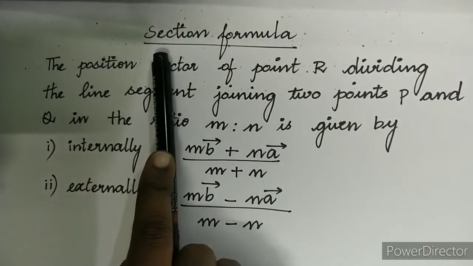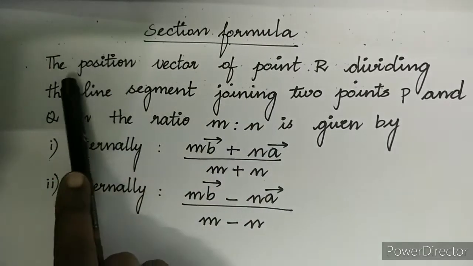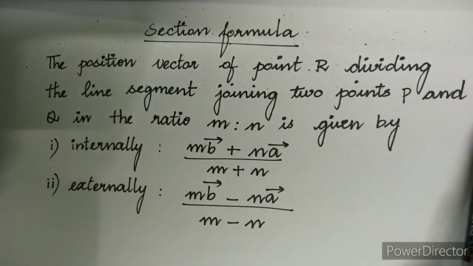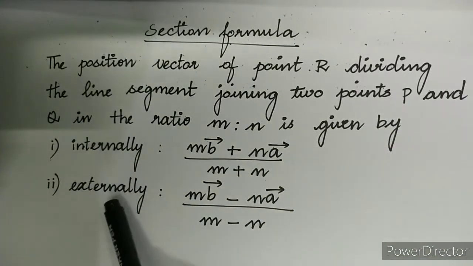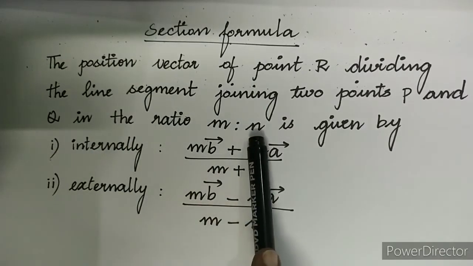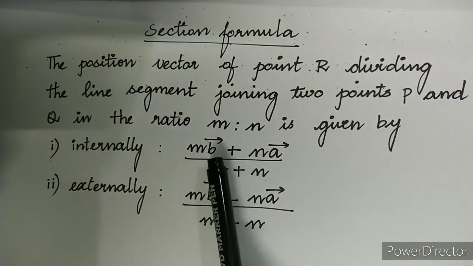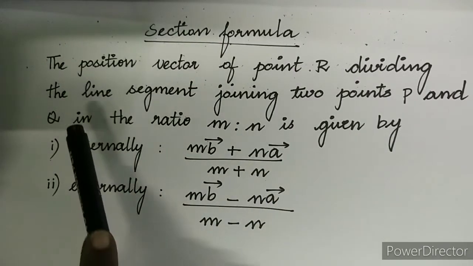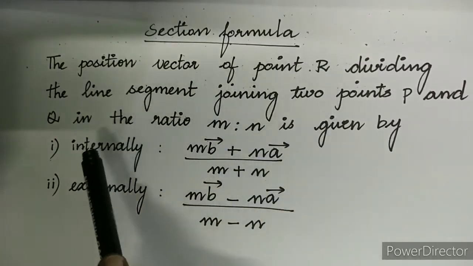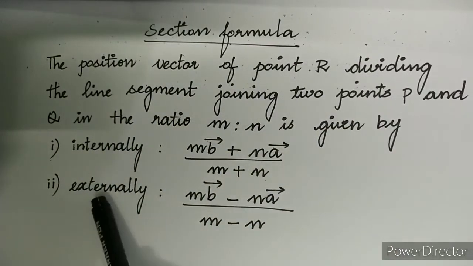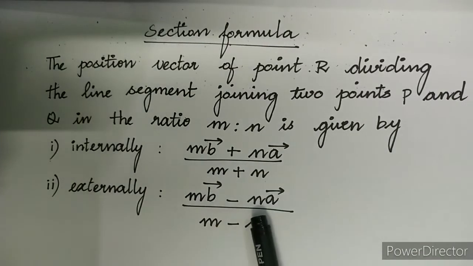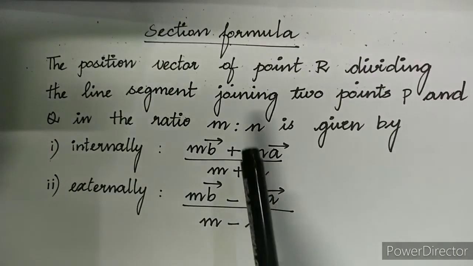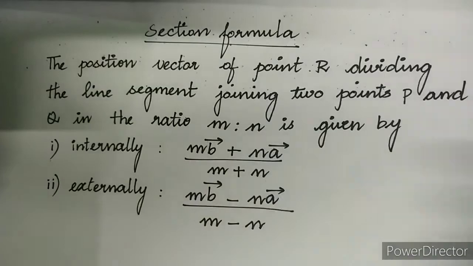Before learning question number 15, we will learn the section formula, that is the position vector of point R dividing the line segment joining two points P and Q either internally or externally in the ratio m:n is given by (m b vector plus n a vector) divided by m plus n. This is the position vector of the point R if it divides internally, and if it divides externally, we will have (m b vector minus n a vector) divided by m minus n. Using this formula, we will solve question number 15.